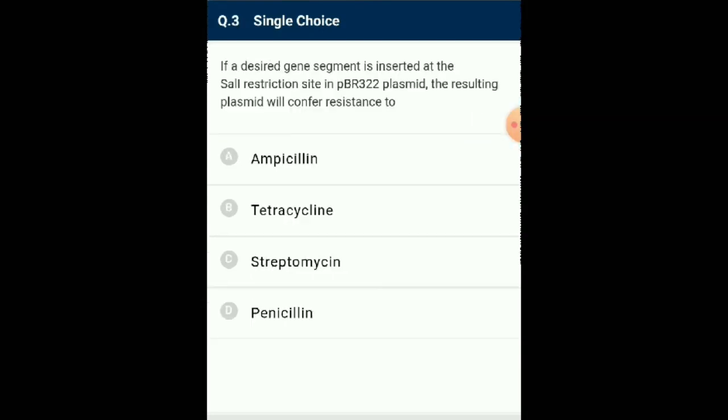Question number 3. A desired gene segment is inserted at the SAL restriction site in pBR322 plasmid. The resulting plasmid will confer resistance to what? pBR322 contains 2 resistance genes, namely ampicillin resistance gene and tetracycline resistance gene. These resistance genes are used as selectable markers. Besides, this plasmid has a variety of unique restriction recognition sites for restriction endonucleases. Insertion of a DNA segment into the plasmid is done using an enzyme. The answer for this question is option A, ampicillin.